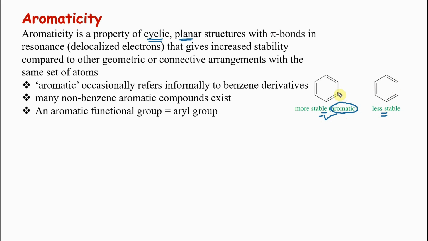Even though in some cases you will have alternate single and double bonds, you cannot form aromatic compounds because the open chain or closed chain is not stable. We are going to see that.